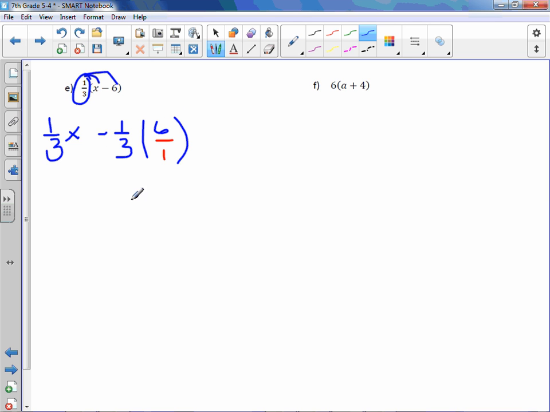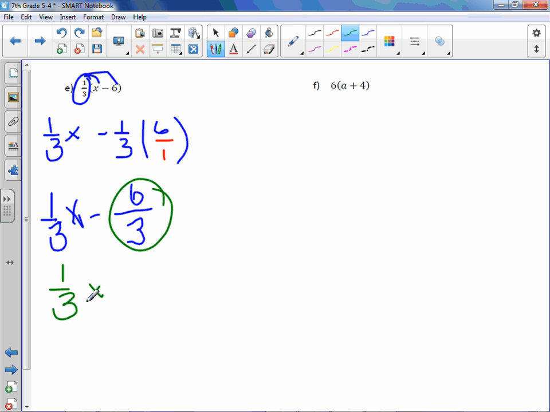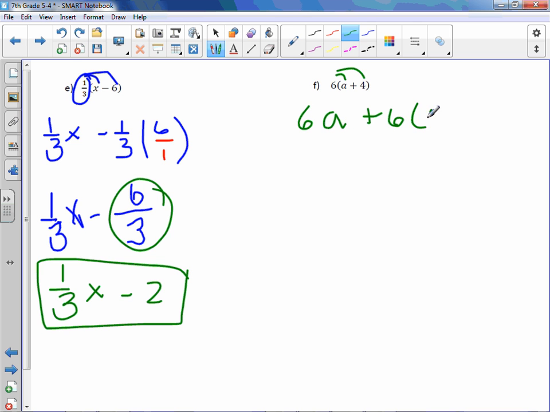So 1 times 6 is 6. 3 times 1 is 3. So 1/3 x minus 6 over 3. But you can do 6 over 3. 6 over 3 is really 6 divided by 3, which is 2. So this is 1/3 x minus 2. Letter F. It would be 6 times a plus 6 times 4, which would be 6a plus 24. Can't combine.